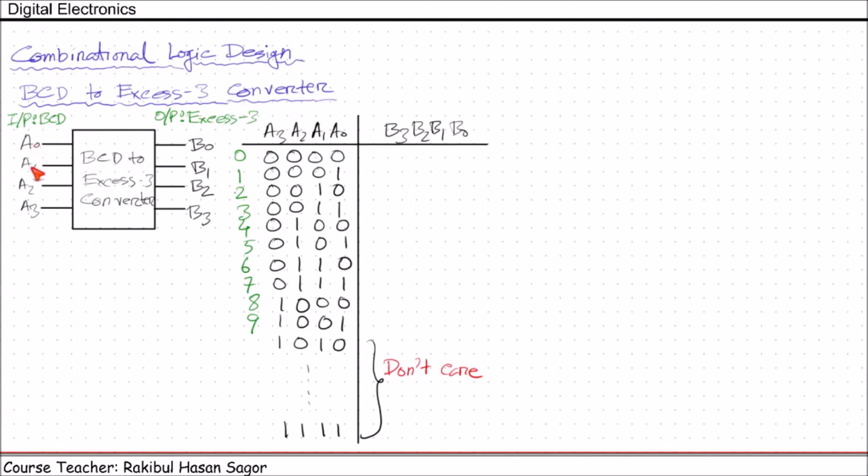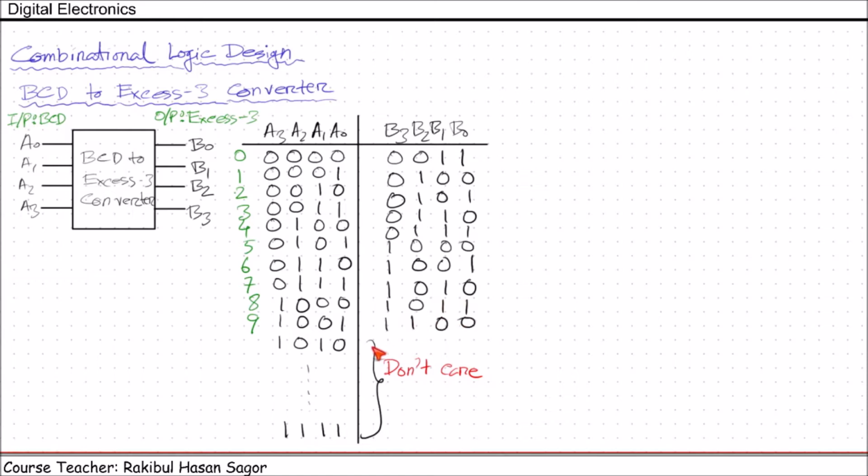Now let's construct the output for each input case. When we have A0, A1, A2, A3 equal to 0000, the Excess-3 code of 0000 is 0011. We need to add 3 to the corresponding BCD numbers. So the Excess-3 code of 0001 is 0100, 0101, 0110, 0111, 1000, next 1001. So up to this much will be our domain.